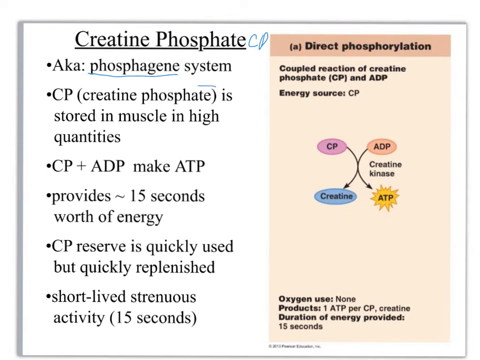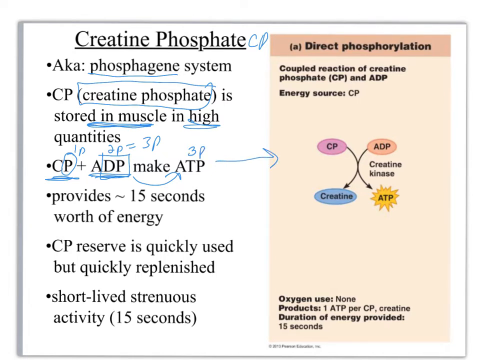Now, creatine phosphate, this particular chemical, is stored in high quantities within the cell. I want you to look at this. I've got a P and I've got a di-P. This is 1 phosphate, this is 2 phosphates. If you put those together, you get 3 phosphates. So if I combine creatine phosphate with adenosine diphosphate, I get adenosine triphosphate. That's what they're showing you in this picture, they're merging CP with ADP.